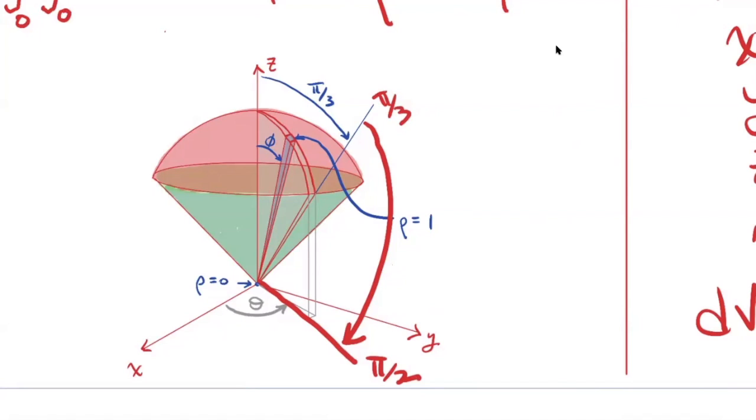No, you're measuring down from the z-axis. So the z-axis is 0. Got it? If you were doing longitude and latitude, latitude is measured up from the equator, which would be the XY plane. But we don't measure in longitude and latitude. It's almost like that, but the latitude comes down from the z-axis in math.